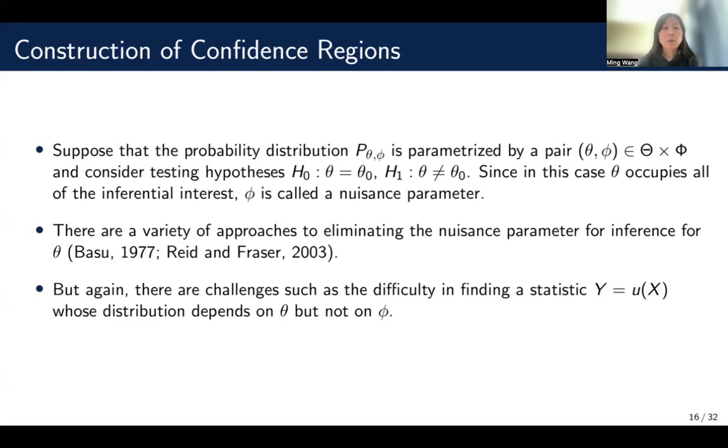We can also use our method to construct confidence intervals. There are a variety of approaches to eliminating the nuisance parameter for inference for theta. But again, there are challenges, such as the difficulty in finding a statistic y equal to u(X) whose distribution depends on theta but not on phi.